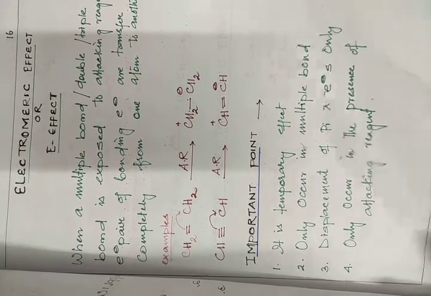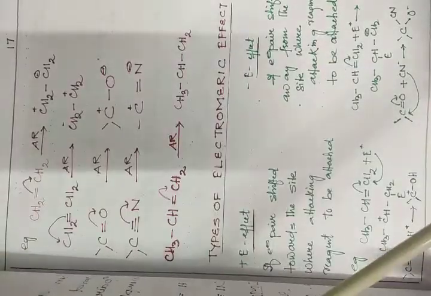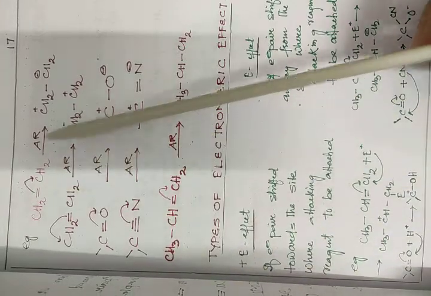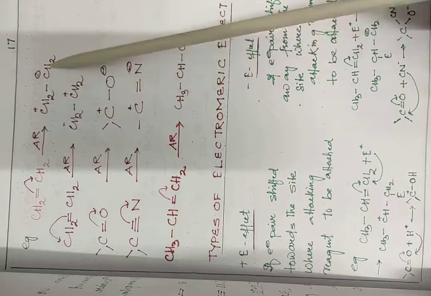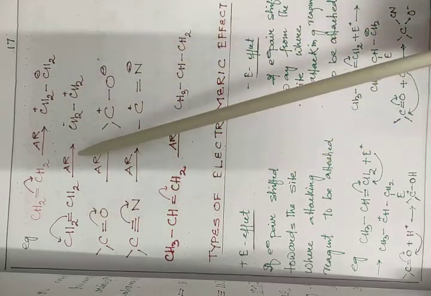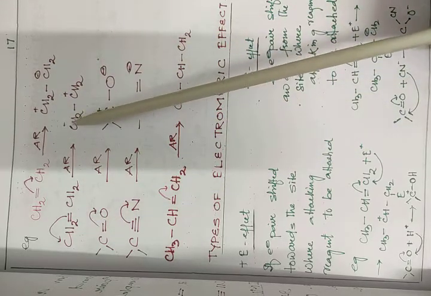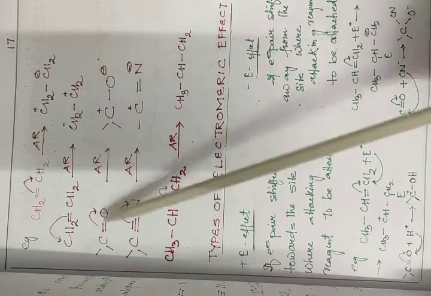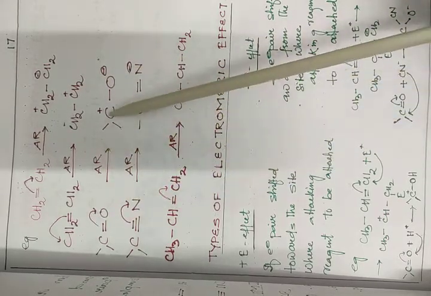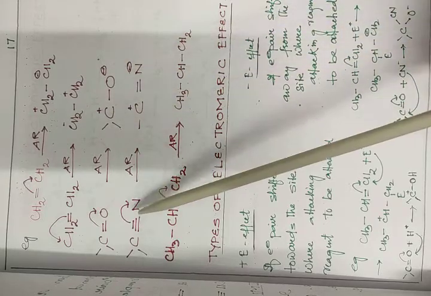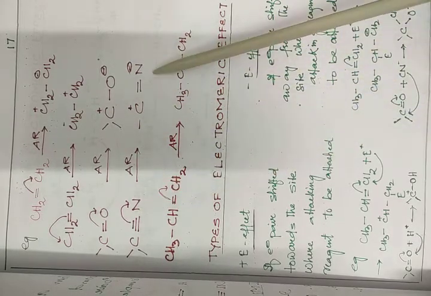Now let's see another example here, ethene. In the presence of an attacking reagent, we get a positive charge and a negative charge. Here also the same, a negative charge and then a positive charge. Then here, in a ketone, in the presence of the attacking reagent, we get a positive charge and then a negative charge. In nitrile it is also the same.